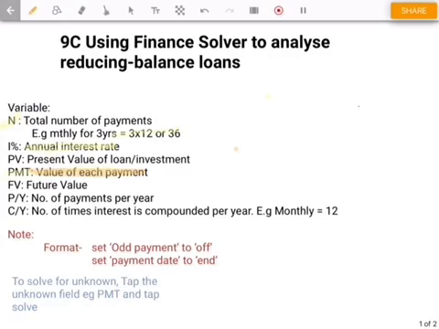P/Y is the number of payments per year, so you might be paying monthly, so your payments would be 12, and C/Y is how many compounding periods a year. So you might have it compounded fortnightly, therefore your compounding periods a year would be 26, or if, as the example shows there, it was compounded monthly, then your compounding periods a year would be 12.